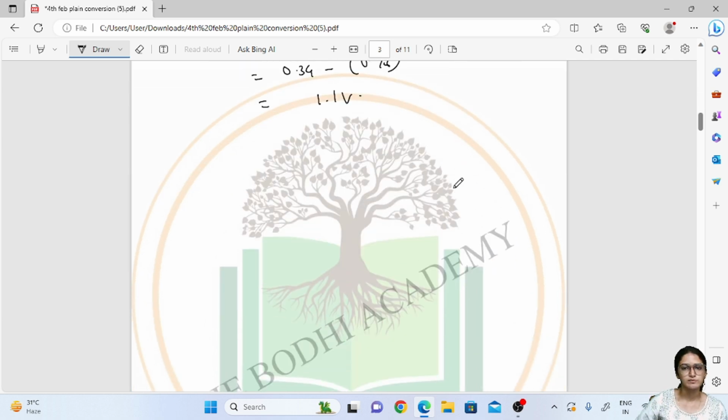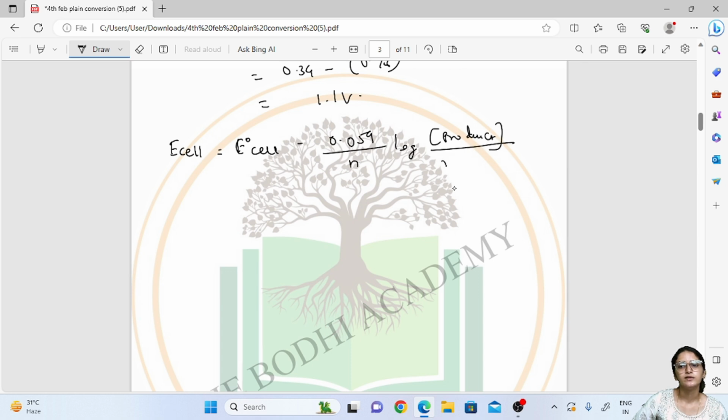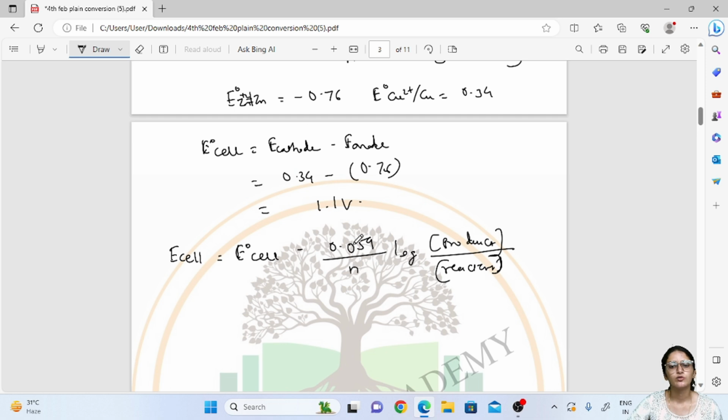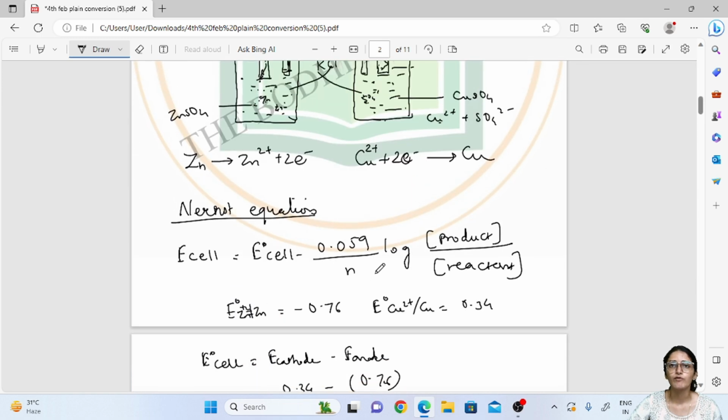Now if I want to substitute this in the Nernst equation, the formula is E of cell, that is the EMF of the cell, is equal to E naught of cell minus 0.059 by n log of product concentration upon reactant concentration. Okay, so now E naught of cell we got. 0.059 is the answer that we get after multiplying every constant, and n, now n is what? It is the number of ions being exchanged.